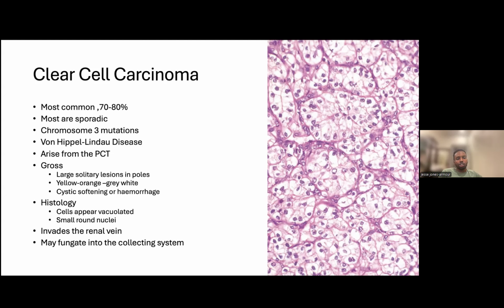Firstly, there are large solitary lesions in the poles, yellow, orange, or gray to white. They have cystic softening or hemorrhage. On histology or microscopically, they are clear cells, which is where they get their name, with small round nuclei. They commonly invade the renal vein and may actually invade all the way up to the heart. They often fungate into the collecting system as well, or the renal pelvis.